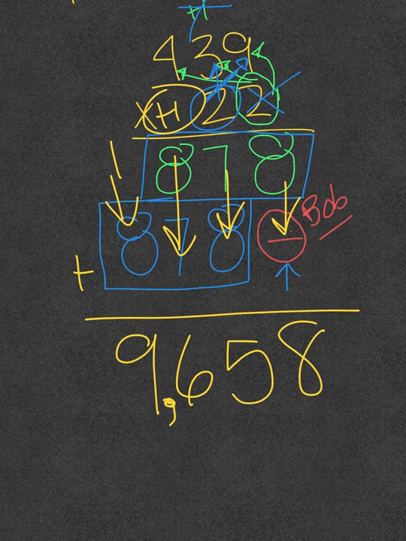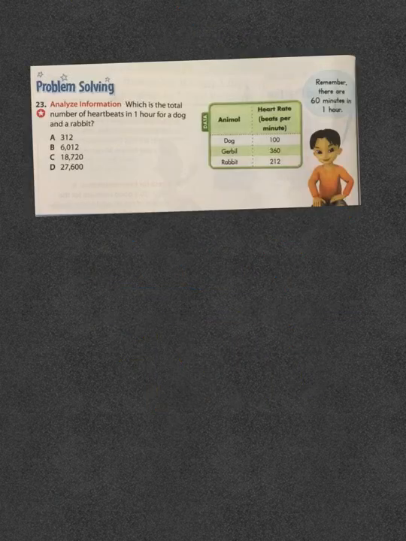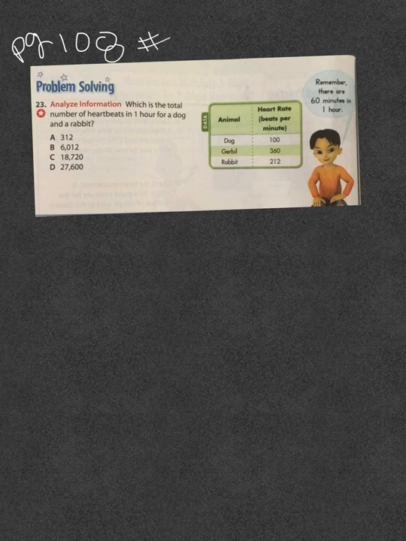So we'll do one word problem, and then we're done. Okay, guys, so here's our word problem for the day. This is on page 108, and it's number 23.